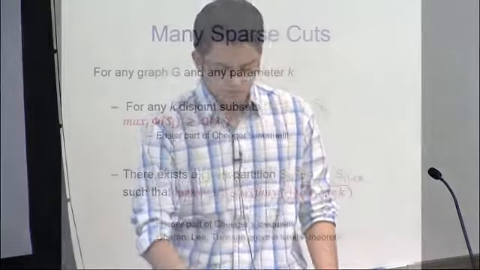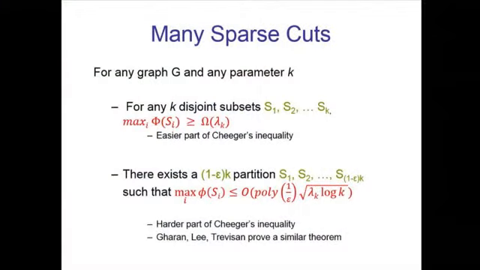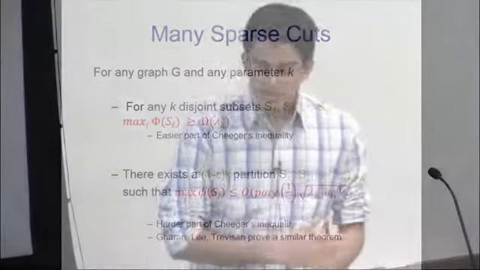But another thing is that the partition that you obtain here, the individual sets themselves, could have very bad expansion. In general, you cannot say anything about their expansion. So that's what I'm going to talk about next. In the graph G, if you pick any k non-empty disjoint subsets, then at least one of them will have expansion at most lambda_k. Okay, so this is similar to the easier part of Cheeger's inequality, where you show that the expansion of the graph is at least lambda_2.